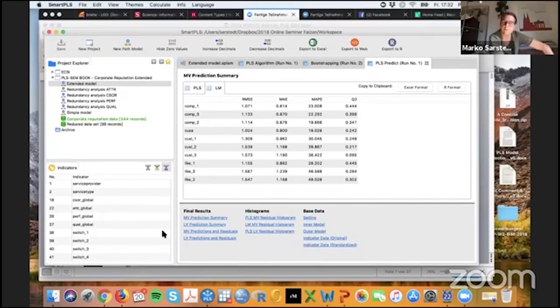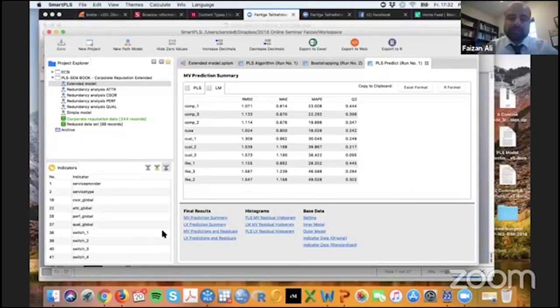I'm aware that there's quite a bit of discussion about the choice and the specification of control variables. There's a nice article in Organizational Research Methods on this. And I would just advise you to take a look at that. But you can do it, and to a certain degree, you should do it. All right. Thank you.